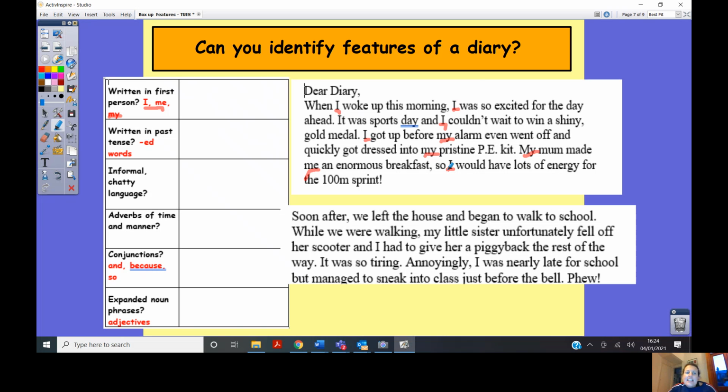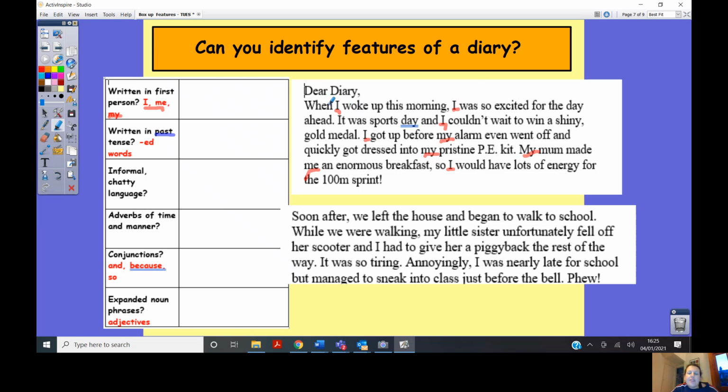The next aspect we can look at is that it's written in the past tense. So something has already happened. It's in the past: yesterday, this morning, etc. Past tense will commonly end in -ed. However, we do have irregular ones, which means that they don't follow the rules and you just have to learn that they're different.